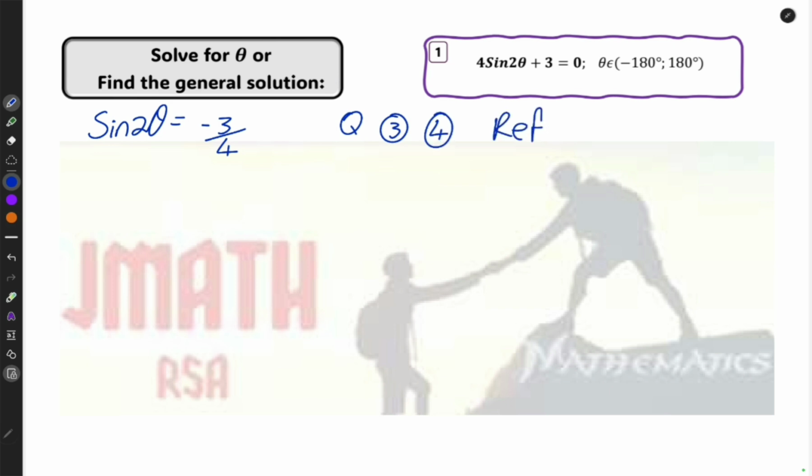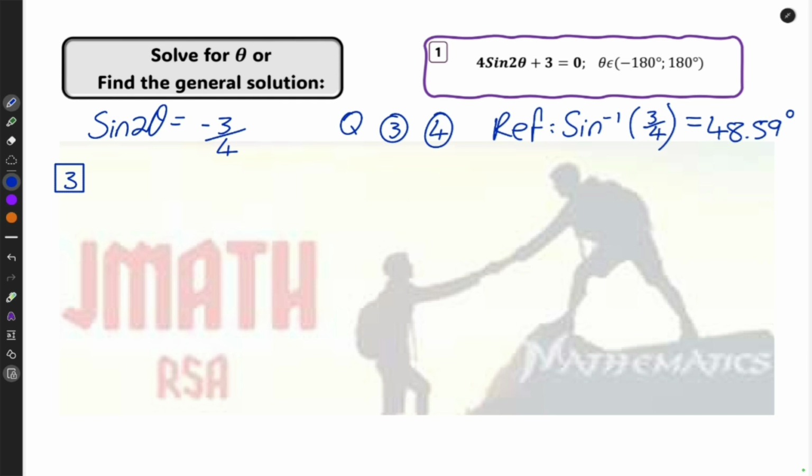So the reference angle, in this case, I will get if I say shift sine of 3 over 4. Remember, I only use the minus to identify the quadrants, but the reference angle is always positive. If I type that on the calculator, it tells me it's 48.59 degrees. So now I can write down the solution.